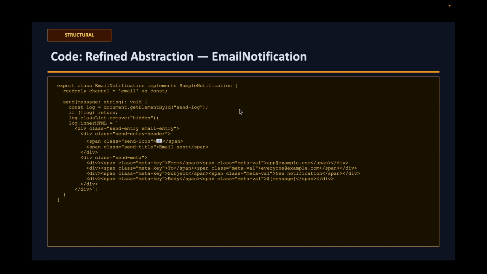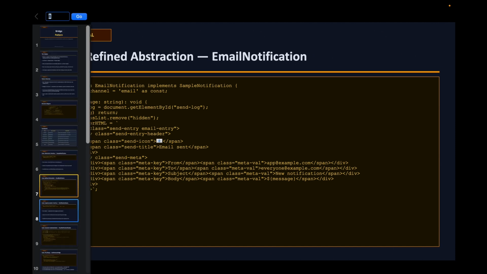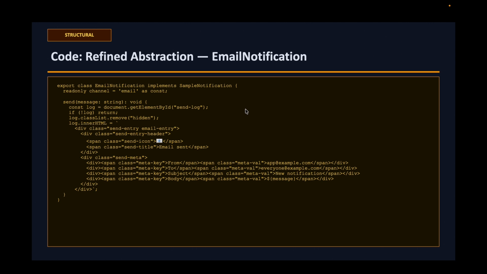Here we have the email notification. It's a little small. If you look at this, this is the concrete refinement, email notification. The channel is locked to email, and the send method here will actually render a style logged entry into the page instead of just console logging it. So the browser demo has something visible to show you.